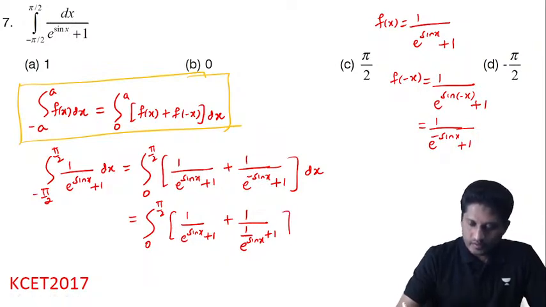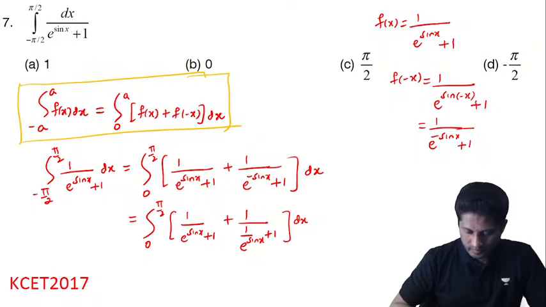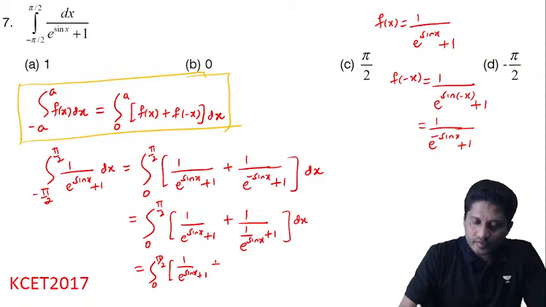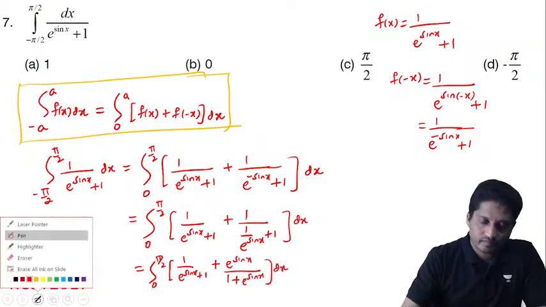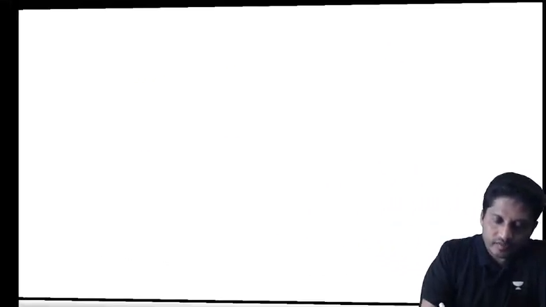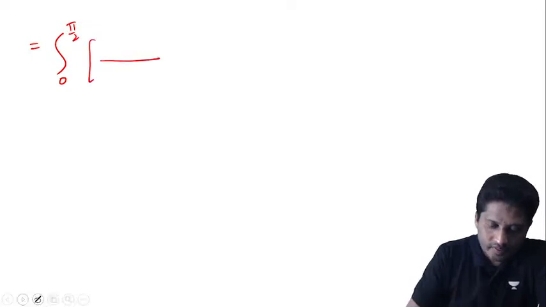Right, now if I cross multiply and shift to numerator, this is 0 to pi by 2, 1 divided by e power sin x plus 1, right? Plus, cross multiply and shift to numerator, e power sin x divided by 1 plus e power sin x. Then this is dx. Take the LCM. So if I take LCM here, it should equal integration of 0 to pi by 2. LCM is 0 to pi by 2. You get e power sin x plus 1.